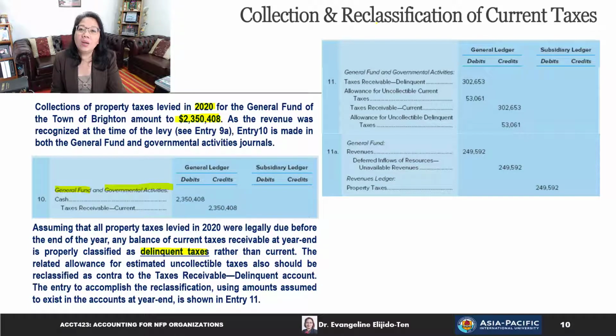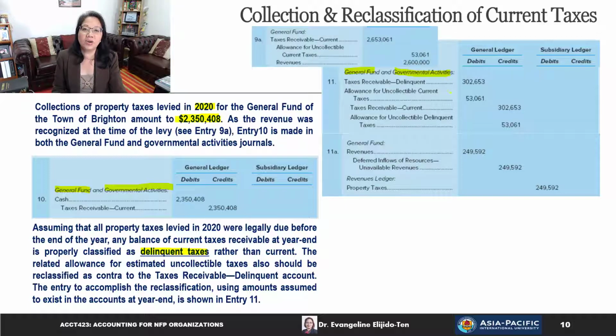So in both the general fund as well as in the governmental activities, we will be debiting taxes receivable delinquent 302,653. Where do we get that figure from? Recall from journal entry 9A, how much are we expecting to receive? Taxes receivable current was 2,653,061. How much did we receive? Well, we collected only 2,350,408. So the difference is 302,653, and that's now delinquent.